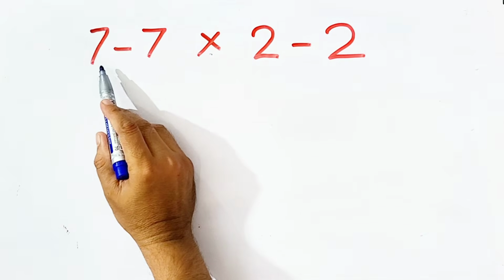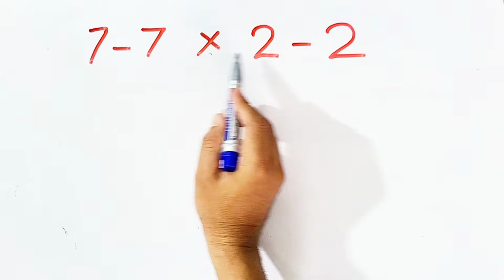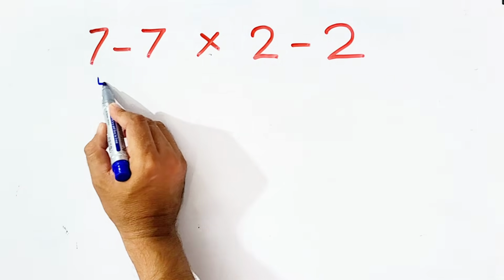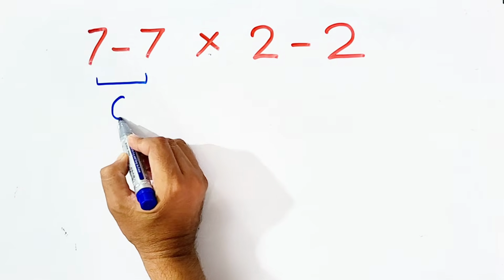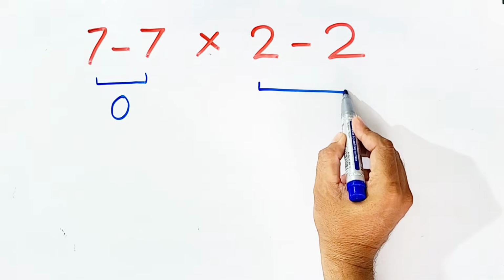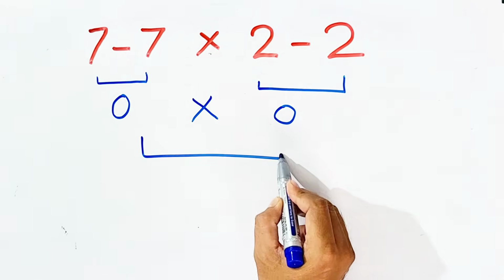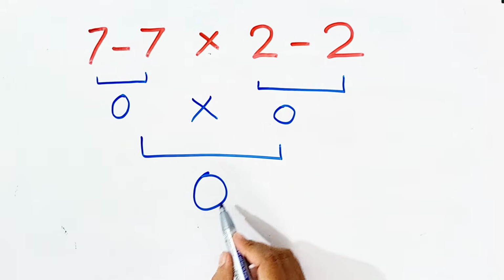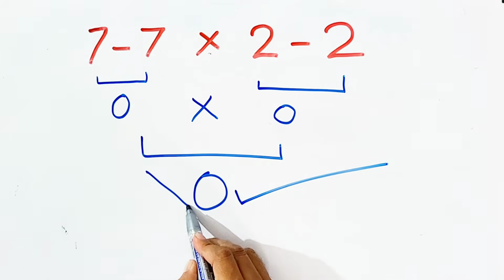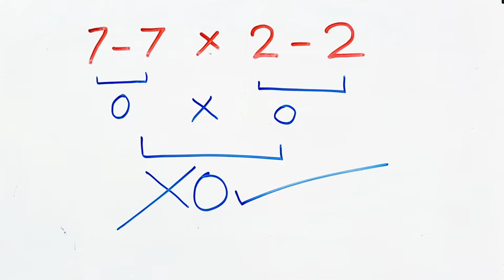Look at this problem. It's 7 minus 7 times 2 minus 2. 7 minus 7 equals 0. 2 minus 2 equals 0. 0 times 0 equals 0. And that is our answer. But it is wrong.